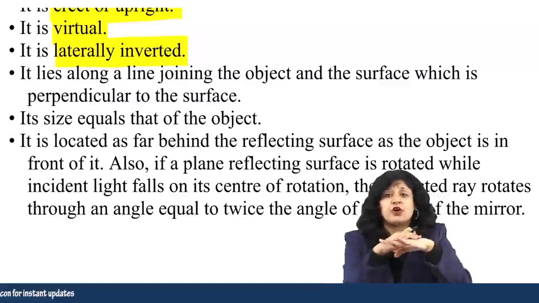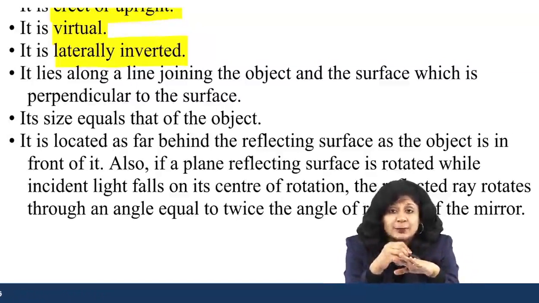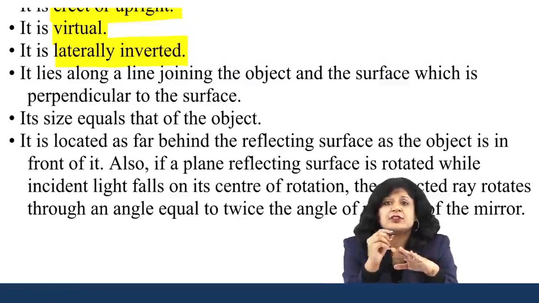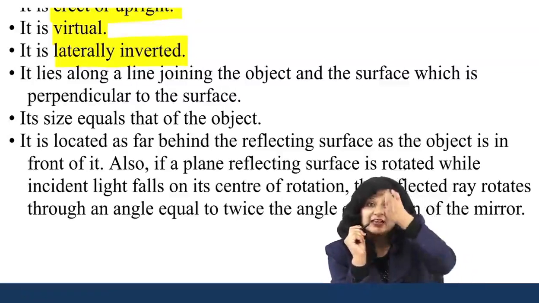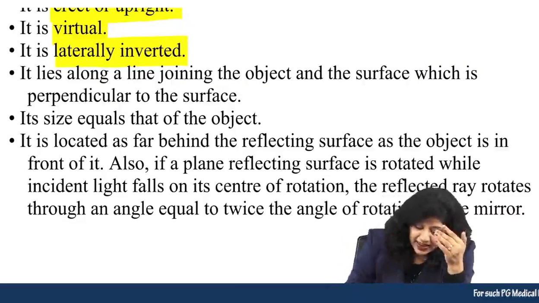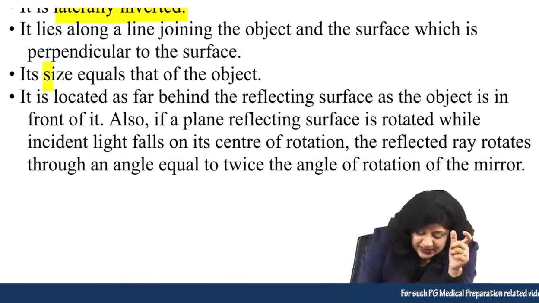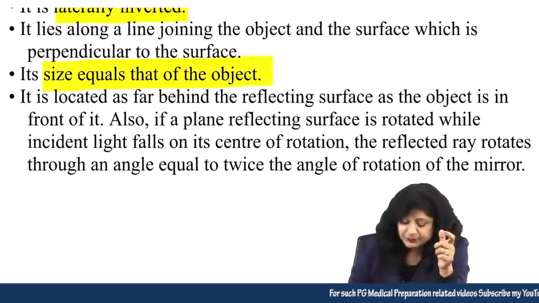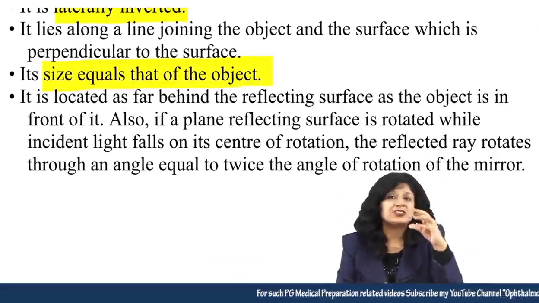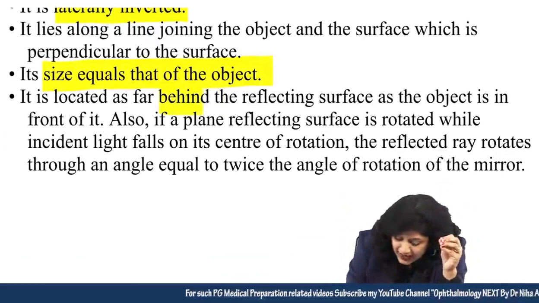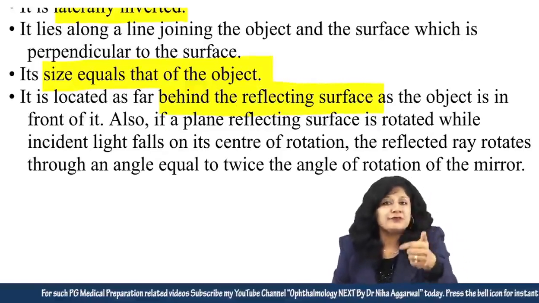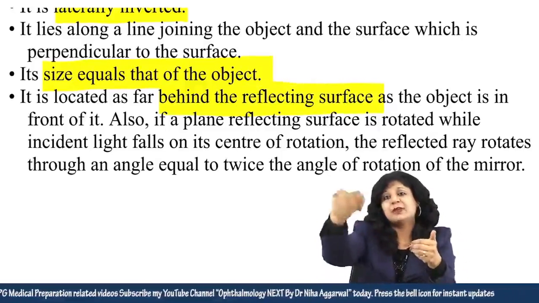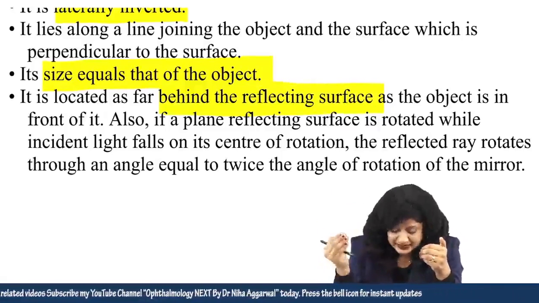So if I draw a line joining the object to the surface, and this line is perpendicular to the surface, the image will lie along that line. The size will be equal to that of the object, and this image is actually located behind the reflecting surface. As the object is in front of it, the image is behind. That is why it is virtual, and it is erect.